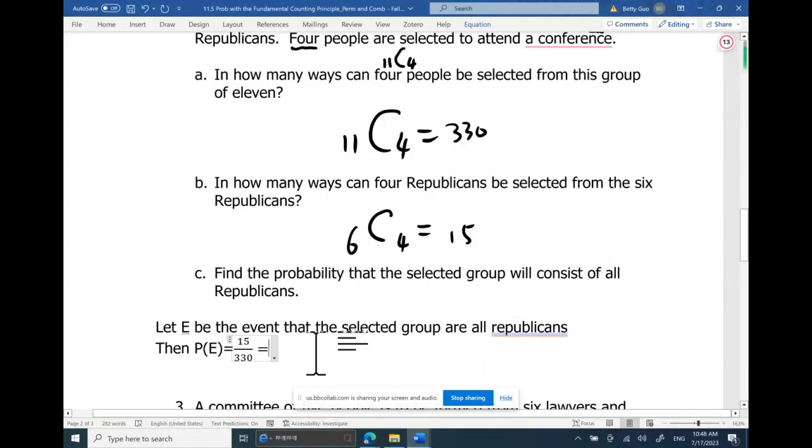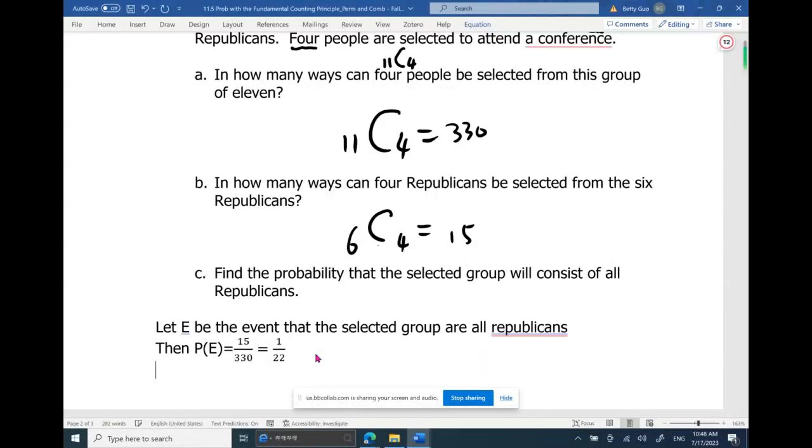You will see many problems in math have the same pattern. Part A gets you ready for the denominator, part B gets you ready for the numerator, and then part C asks you for the probability, right? So if we simplify this fraction, 15 times 22 gives us 330. So the simplified probability would be 1 over 22.